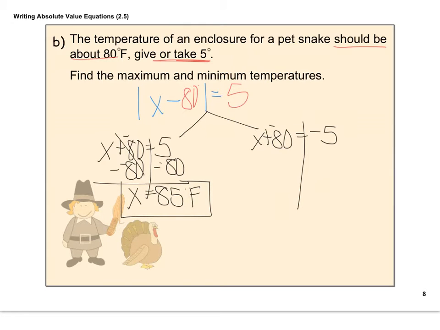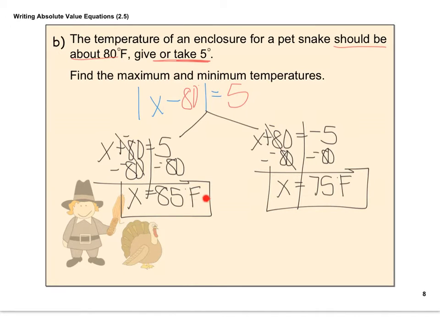With the other one, keep change, change. Minus a negative 80. Cross those out. Doing the subtraction there, x equals 75 degrees Fahrenheit. So for this snake, as long as the temperature is somewhere between 75 degrees and 85 degrees, the pet is going to be fine. Anything warmer than that, it's getting a little toasty in that enclosure for that snake. Anything colder than 75 degrees, it's a little chilly for that snake. So it has to be somewhere between these two.